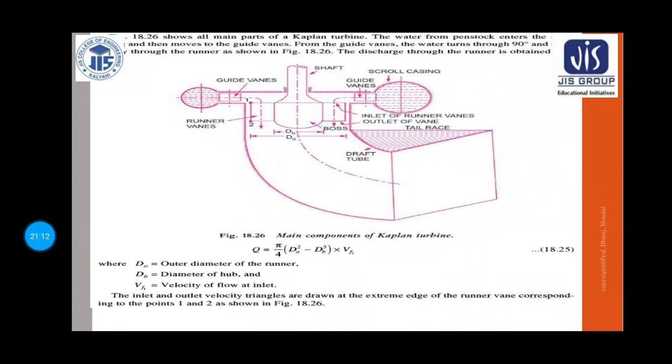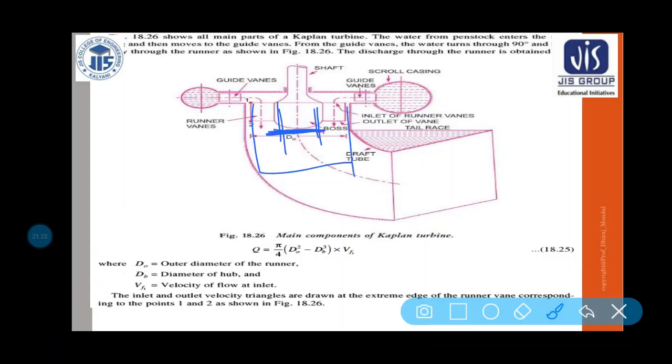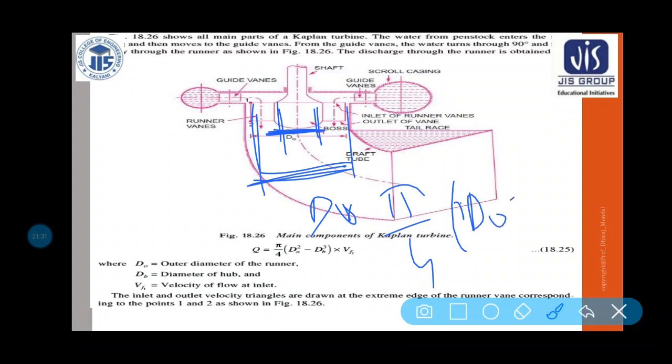Now this is your outer diameter, this is your boss diameter or hub diameter, and this total is the traveling distance of the vane. So this is your outer diameter. Clear? So what is the area? Pi by 4 (D naught square minus Db square). Clear? So this is the area.